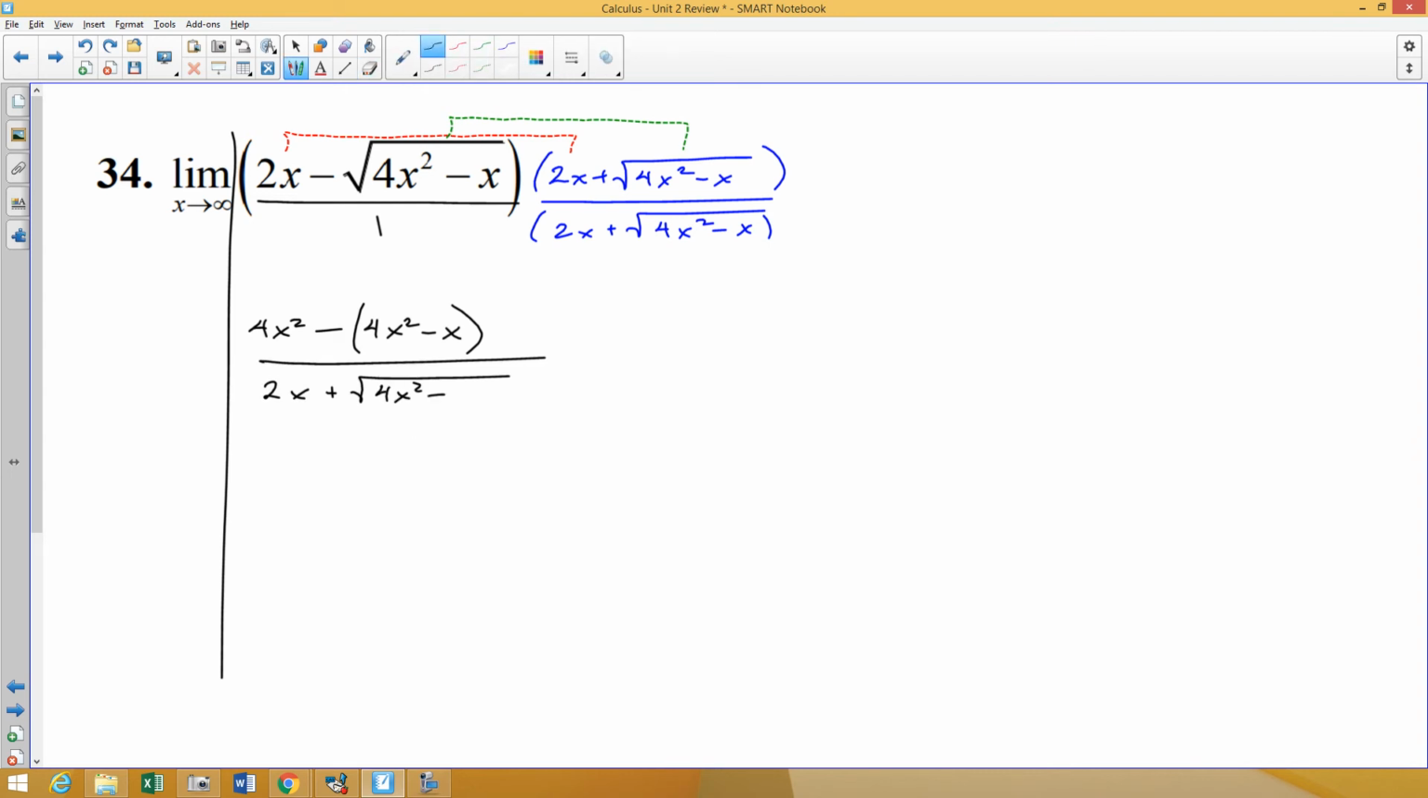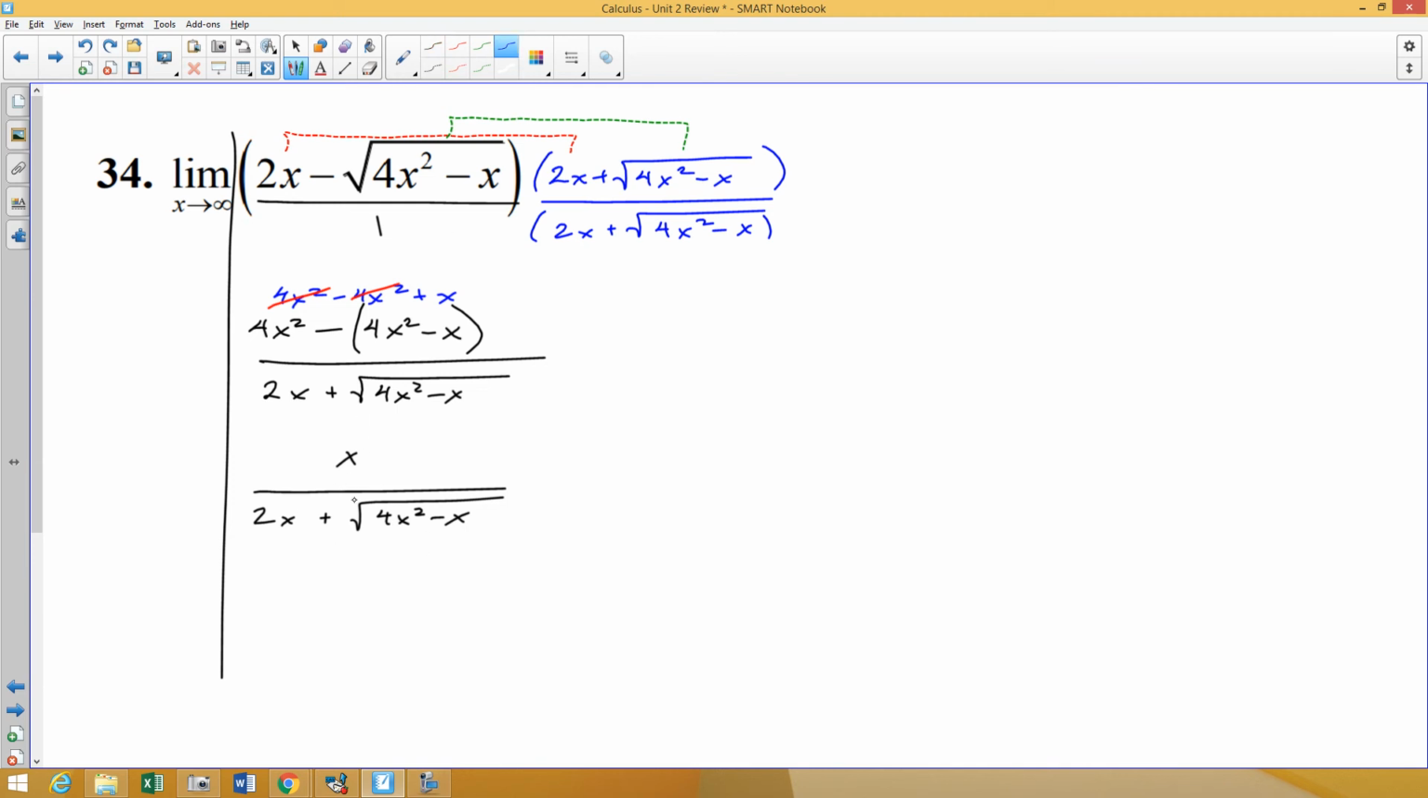4x squared minus x. And in the numerator, if I distribute that negative now, we'll have 4x squared minus 4x squared plus an x. The 4x squareds cancel. They subtract out. Leave me with only x over all of this stuff. And finally, I have variables in the top and the bottom, which means I can look at my denominator and find the high power of x.